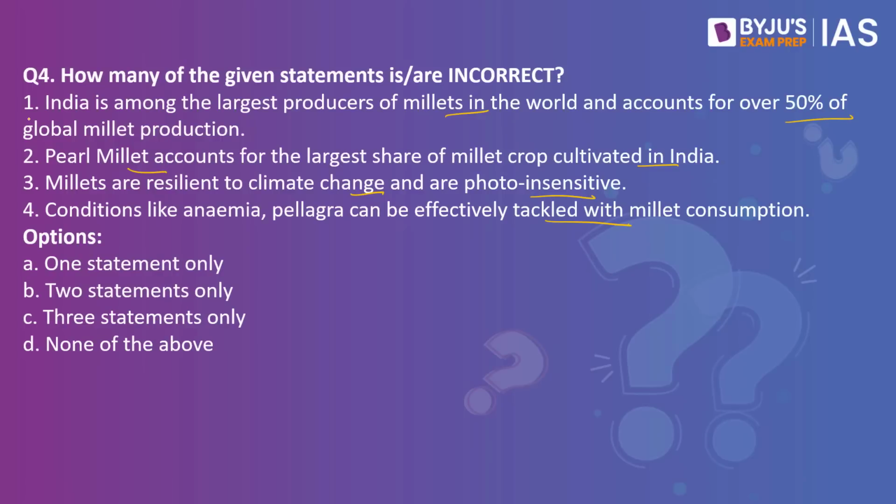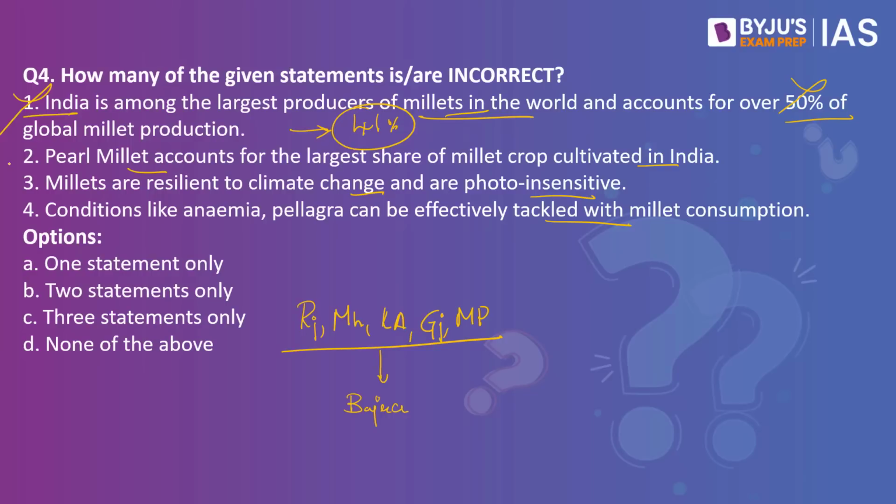When we take a look at statement number 1 here, we know that India is, yes, among the largest producers of millet in the world, but it does not account for over 50% of global millet production. Its estimated share of global production of millet is only around 41%. So statement number 1 becomes incorrect. Now, the top 5 millet producing states in India are Rajasthan, Maharashtra, Karnataka, Gujarat and Madhya Pradesh. And the largest share of millet crop cultivated is pearl millet or bajra. So statement number 2 is correct.